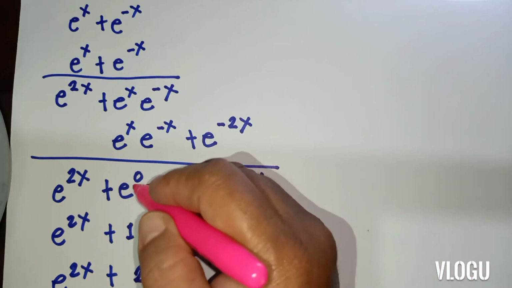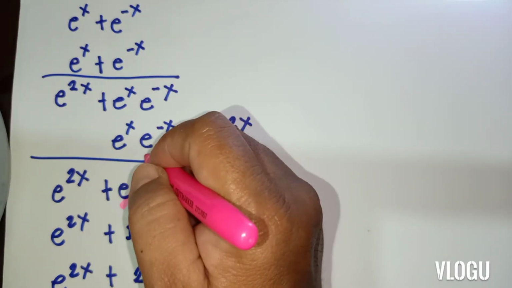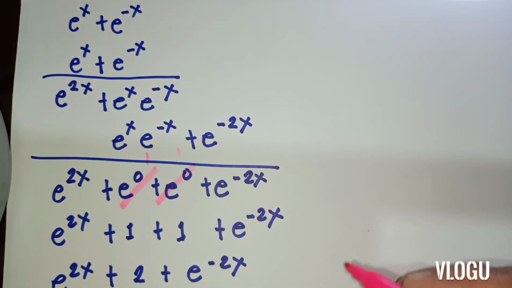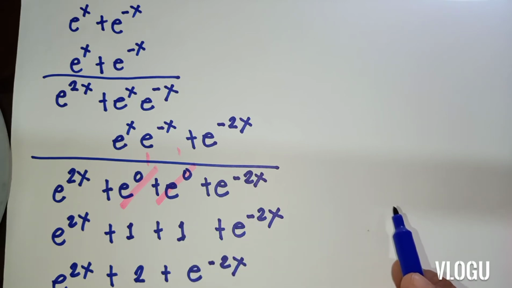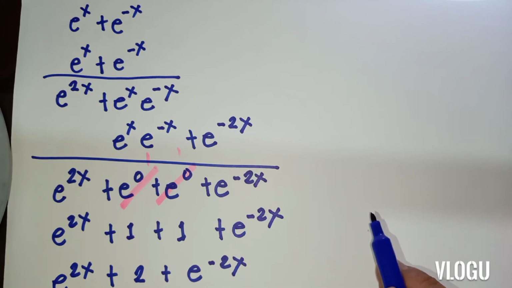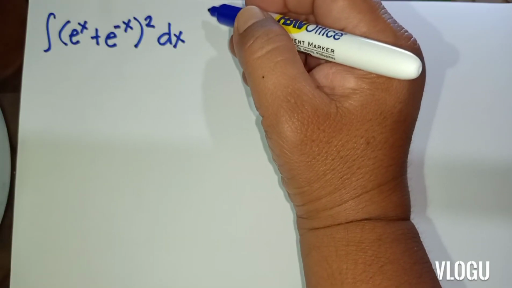By definition, e to the 0 is equivalent to 1. So that's the reason we have here 1. Any number raised to the 0 is equivalent to 1. Therefore, e to the 2x, 1 plus 1 that is 2, plus e to the negative 2x. So (e to the x plus e to the negative x) squared is equivalent to e to the 2x plus 2 plus e to the negative 2x. We are going to rewrite this one.